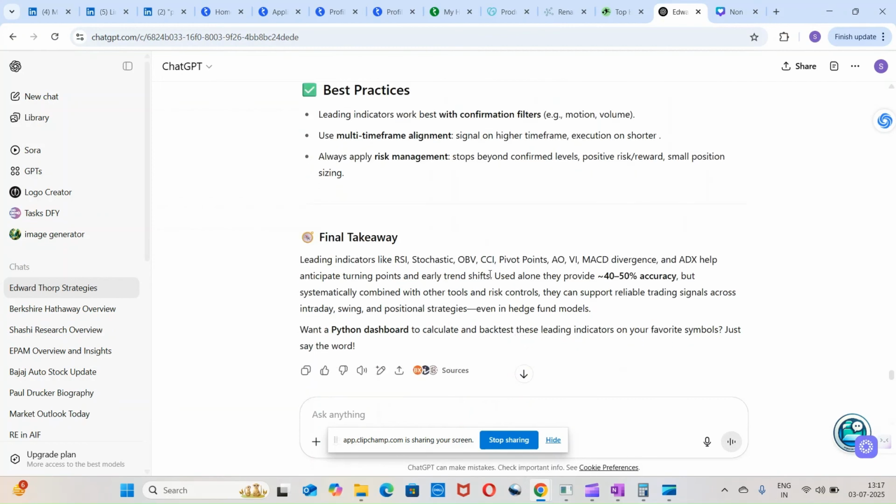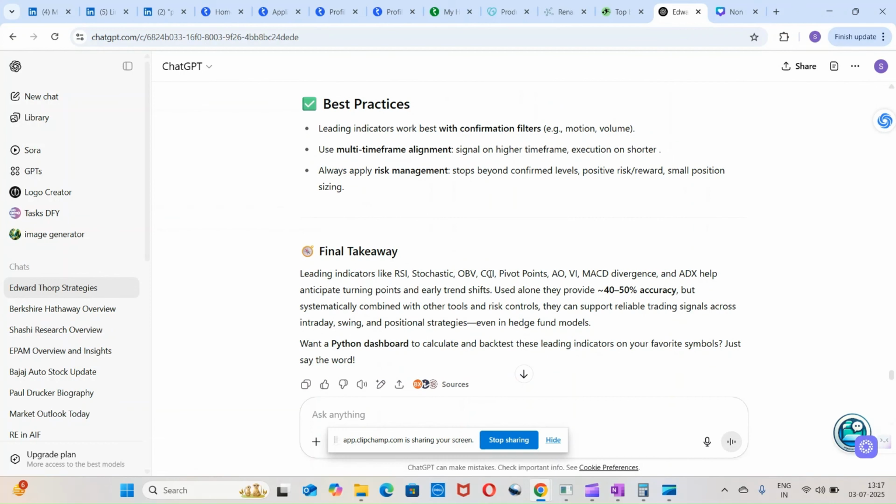Final takeaways: leading indicators like RSI, stochastic, OBV, CCI, pivot points, AO, VI, MACD divergence, and ADX help anticipate turning points and early trend shifts. Used alone, they have 40 to 50% accuracy, but systematically combined with other tools and risk controls, they can provide more reliable trading signals across intraday, swing and positional strategies, and even in hedge fund models.